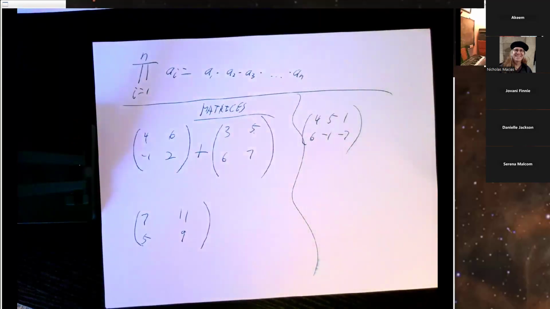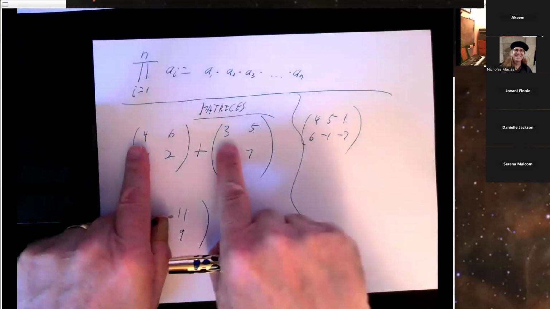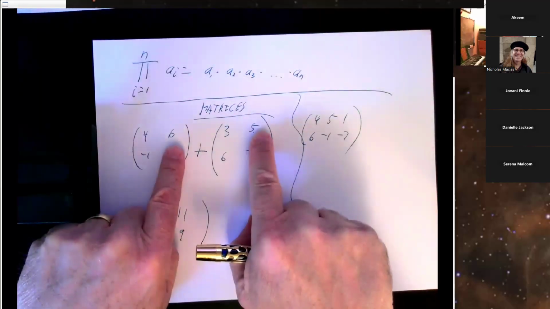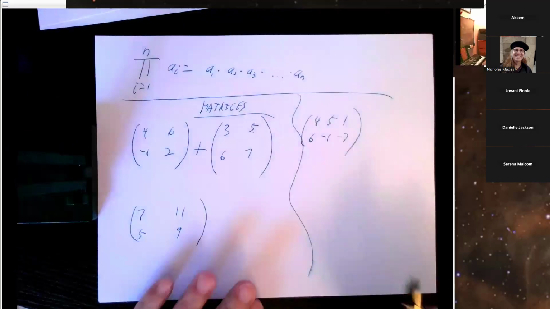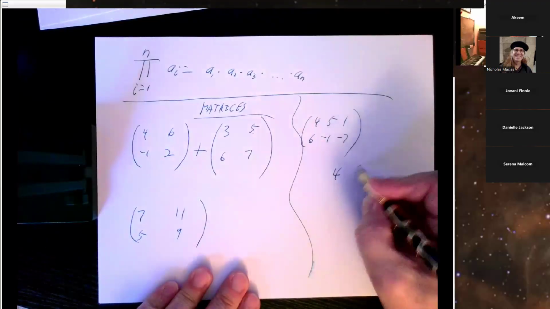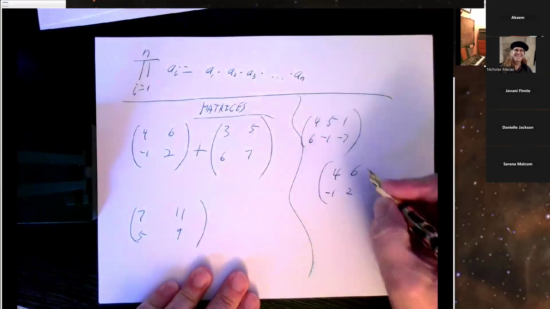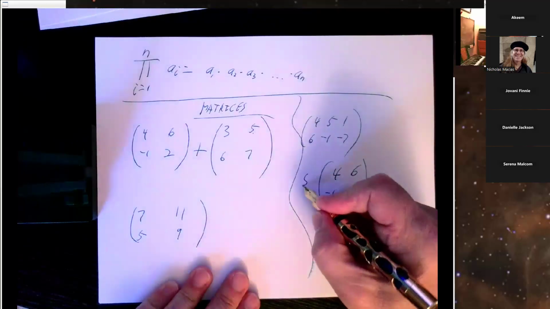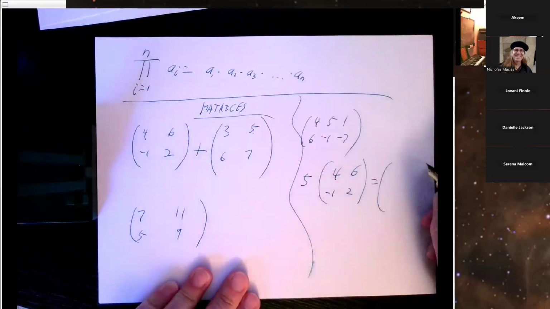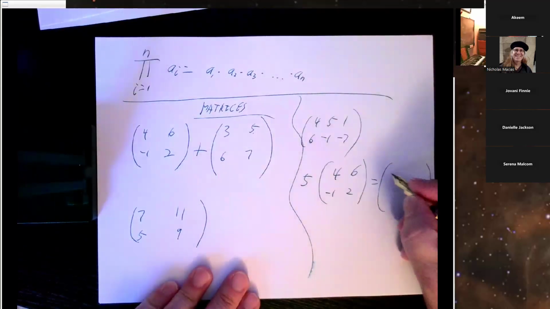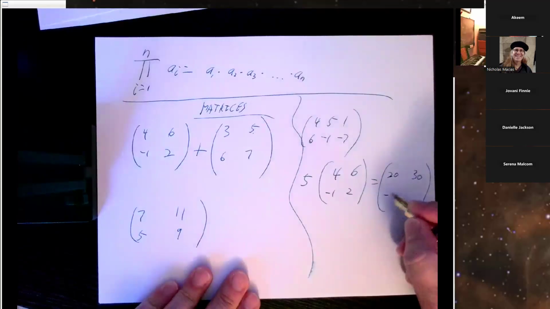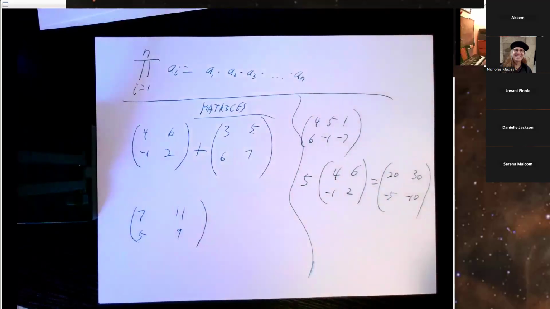If I wanted to subtract two matrices, I would just do subtraction. 4 minus 3 is 1. 6 minus 5 is 1. And so on. So addition, subtraction, pretty straightforward. If I have a matrix and I want to multiply by a single number like 5, that's just adding this to itself 5 times. So I can just multiply each element by 5. And that's pretty straightforward.